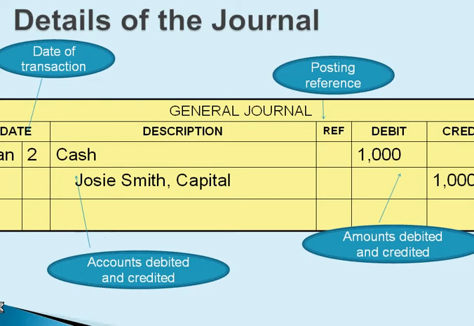Okay, the journal details. You know we've got the date of the transaction, we've got the accounts that are being debited and credited. The posting reference located up here refers to after the ledger's been updated, we record the account number that this $1,000 was placed into. Okay, and then we credit the capital account and also put the amount of the posting reference there.